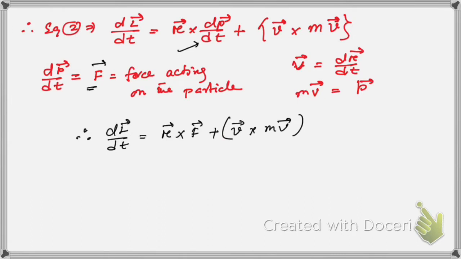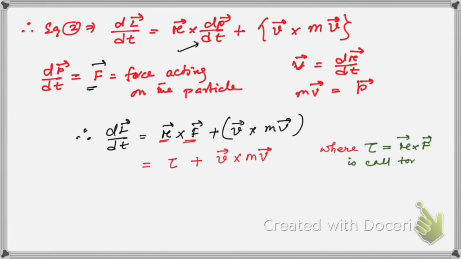The position vector r cross F gives the torque acting on the particle. This cross product gives the torque acting on the particle, or you can say moment of force. So tau is equal to r cross F. This is called torque or moment of force. So we have got this.